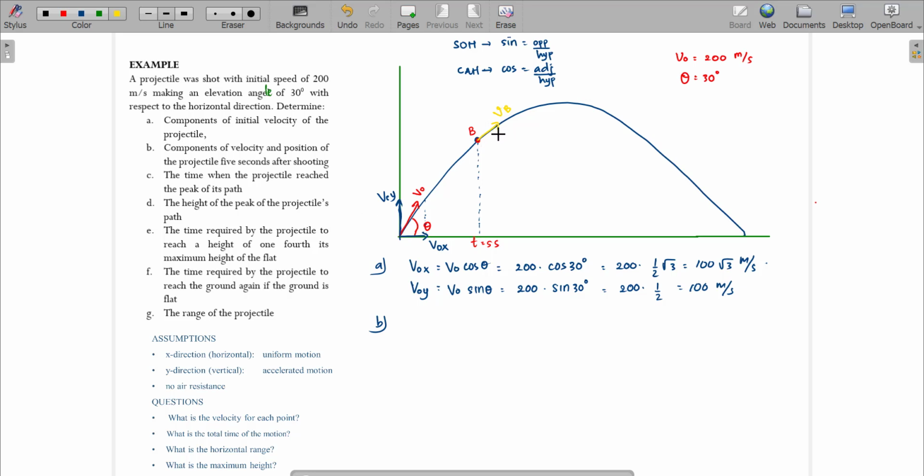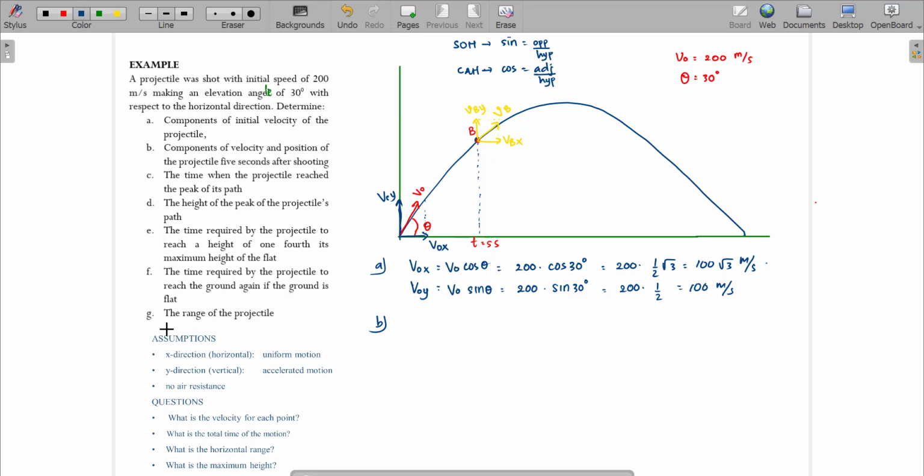But again, this is not exactly x, not exactly y. So you must make vector components: VBx and VB in the y-axis. Clear? Because this is a vector, yeah? Okay, so VBx. How much is VBx?